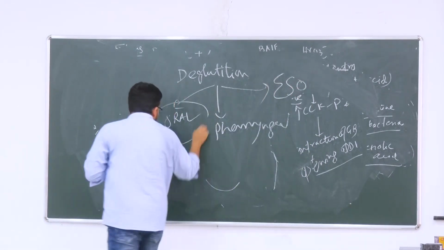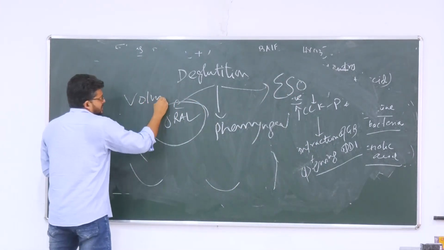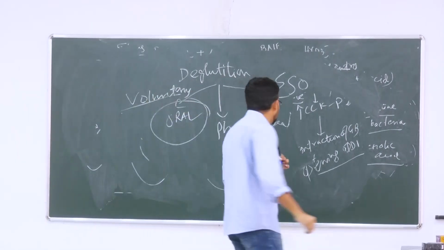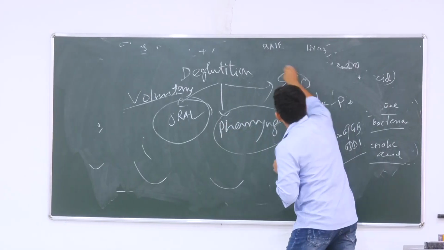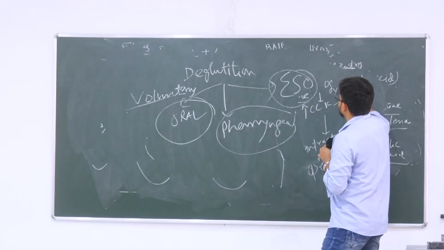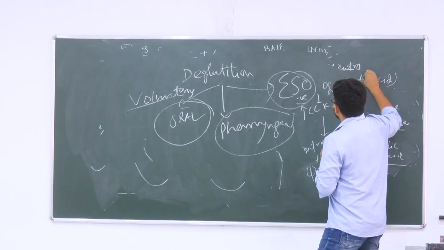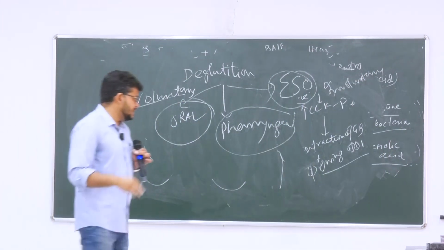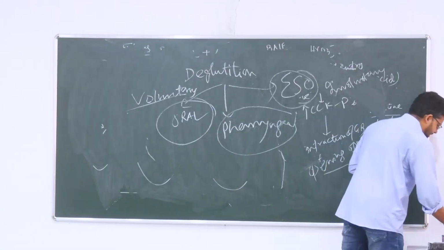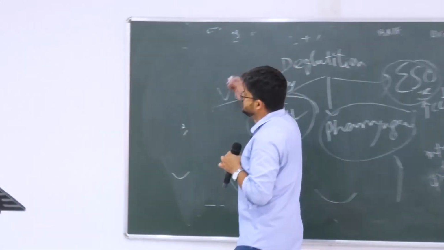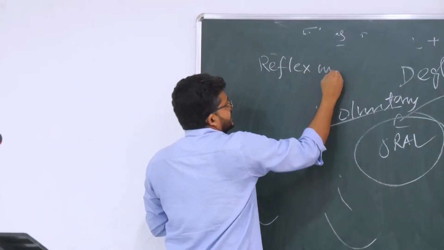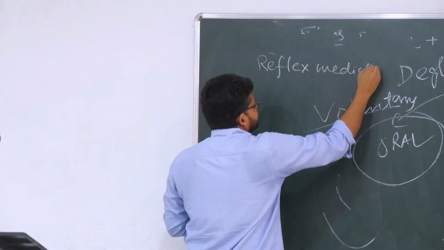এর মধ্যে oral is voluntary and that's why it is beyond the scope of today's class. এটা নিয়ে বেশি কথা বলে লাভ নেই। Pharyngeal, esophageal এই দুটো হচ্ছে involuntary। Involuntary মানেই there is something else that is happening। কি কি আছে সেখানে? So involuntary is usually reflex mediated.